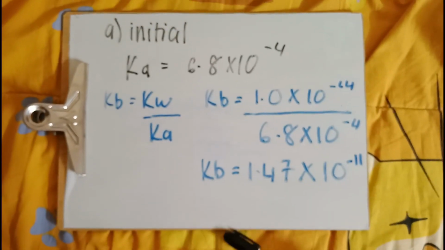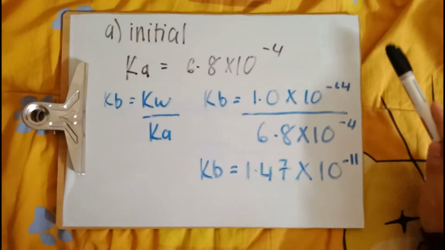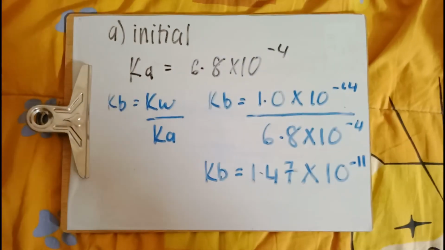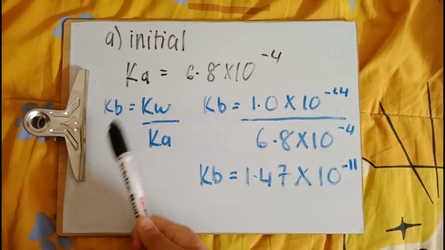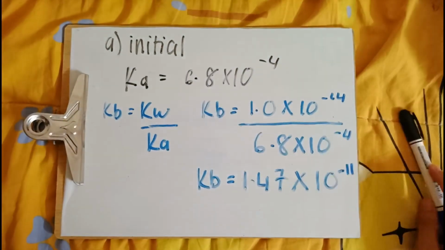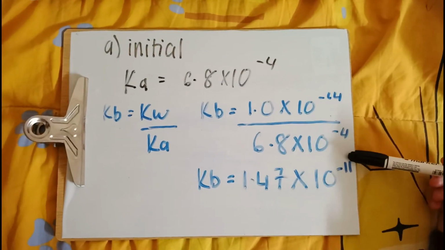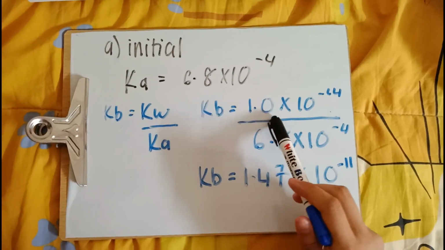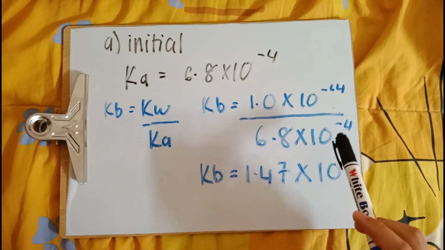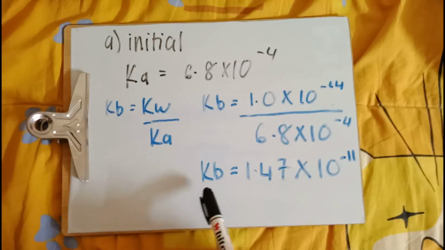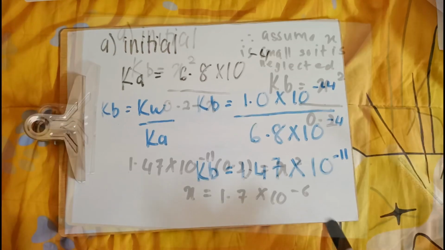We are given the Ka of this question, but we need Kb to solve the equation because we have OH minus. So we use the formula Kb equals Kw over Ka, and we insert the Kw and Ka. Kw is 1.0 times 10 to the power of negative 14, and the Ka that is given is 6.8 times 10 to the power of negative 4. So we get Kb equals 1.7 times 10 to the power of negative 11.